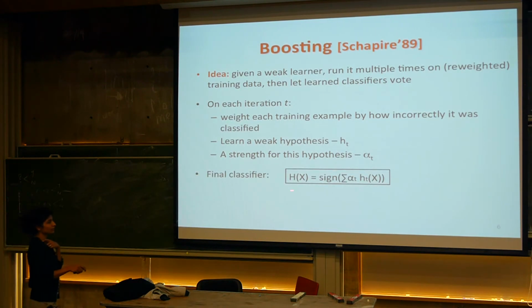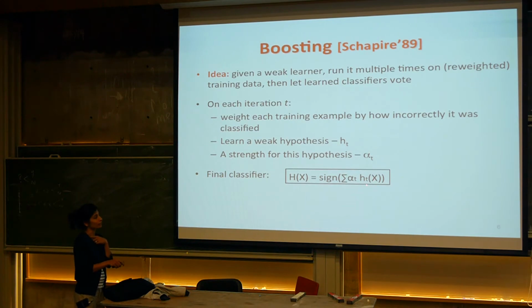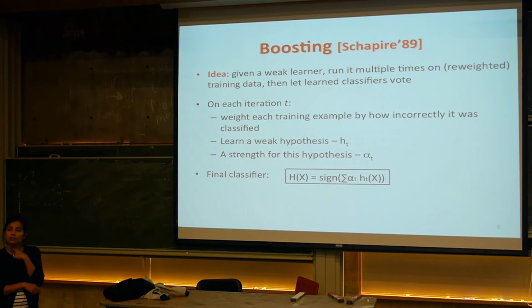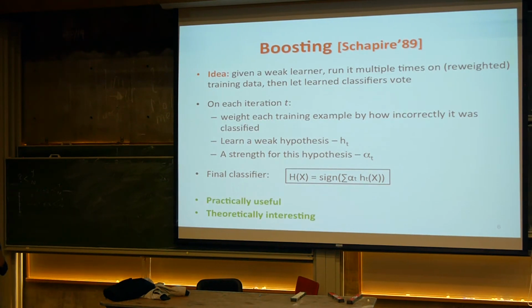All right, and the final classifier is just going to be, we combine a bunch of them with different weights and output the sign of that linear combination. Does that make sense? At least the basic framework. Right, so as I said, practically useful and theoretically very interesting.